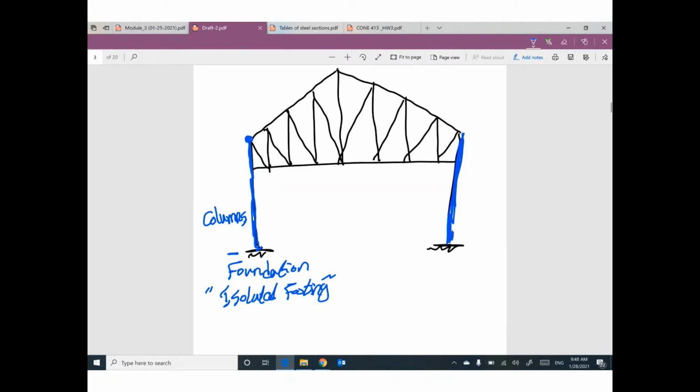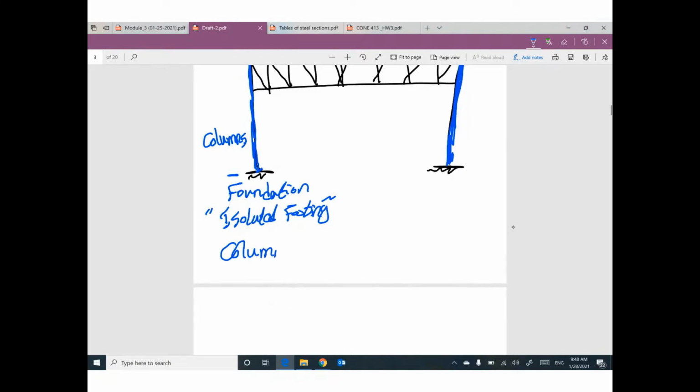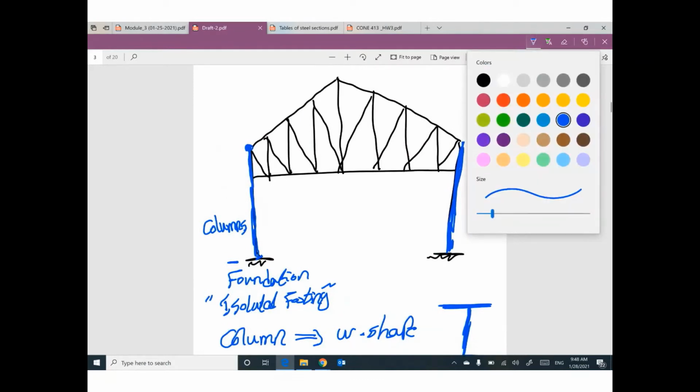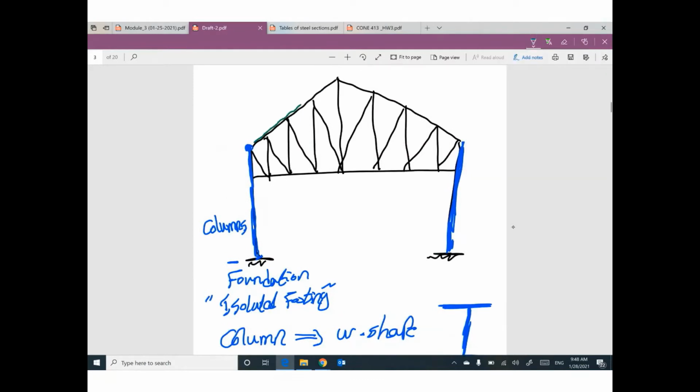This column, most of the time, is W shape, wide flange cross section, like this. The second part of this truss is these members at the top and these members at the bottom. The top members can be called top chord. The bottom members can be called bottom chords.